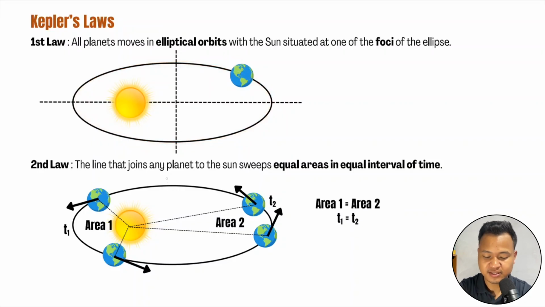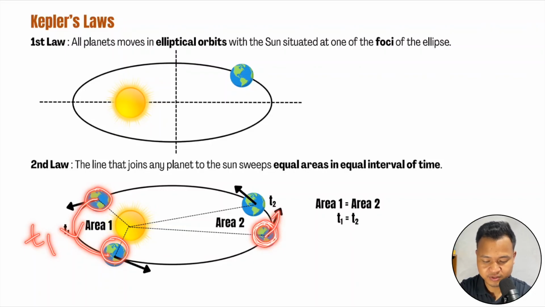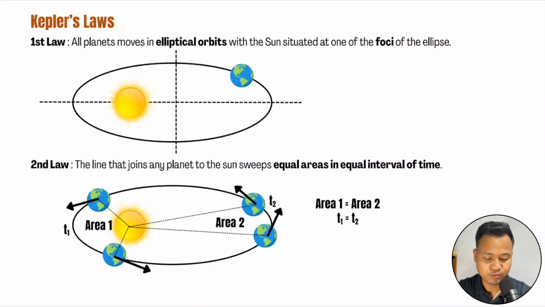The second law: the line that joins any planet to the sun sweeps equal areas in equal intervals of time. Let's take an example. Let's say time is t1. Okay. So let's take the same time from going here to here. Suppose T1 is equal to T2.